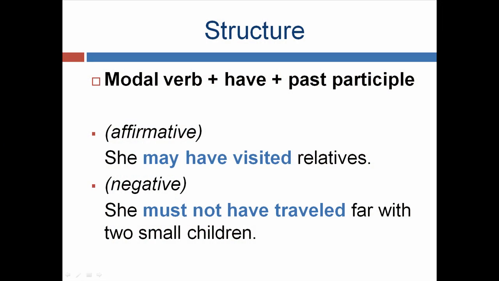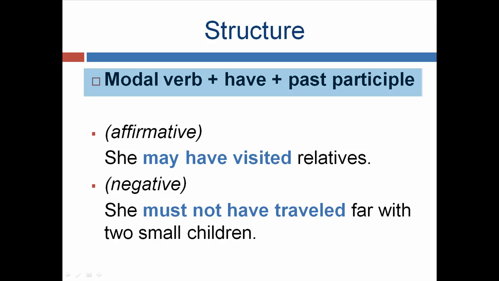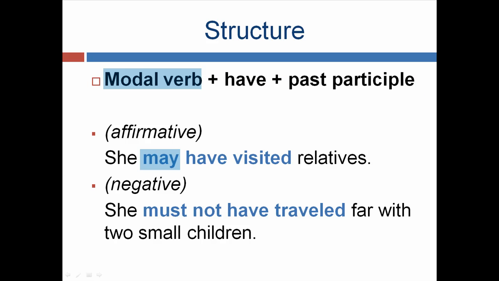This past form, sometimes also known as the perfect aspect, uses the modal verb plus have plus the past participle. Here's an example of the affirmative. She may have visited relatives. An example of the negative. She must not have traveled far with two small children. Note the placement of not.